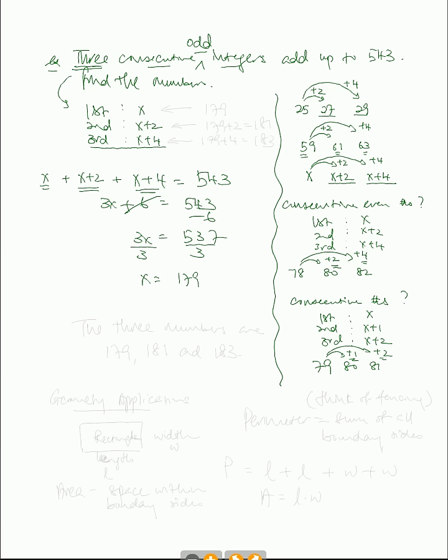Actually, they're not done, because if you go back to the question, 179 is only your very first number, right? And the question is asking you for all 3 numbers. So don't forget to finish the problem. 179 plus 2 will make it 181, and 179 plus 4 will make it 183. So in answer to the question, the 3 numbers are 179, 181, and 183.